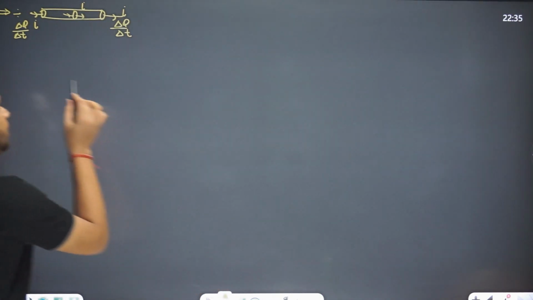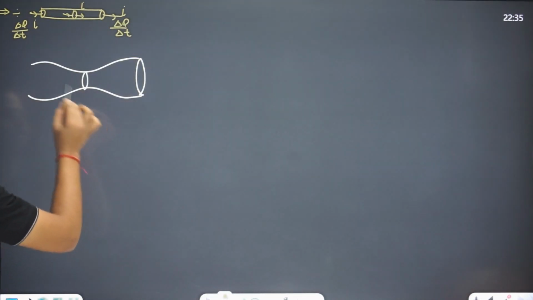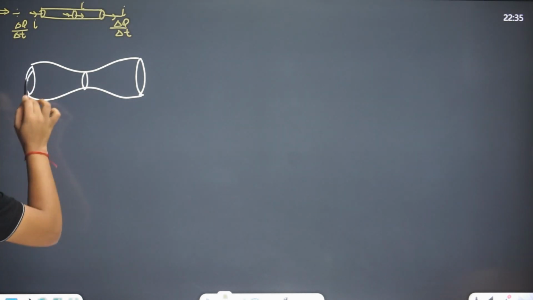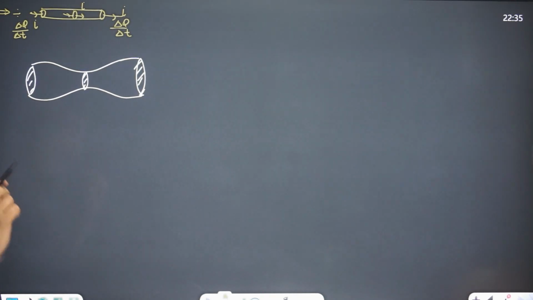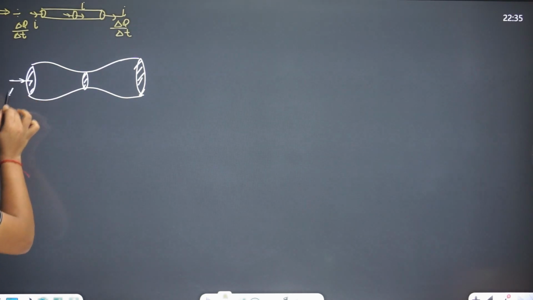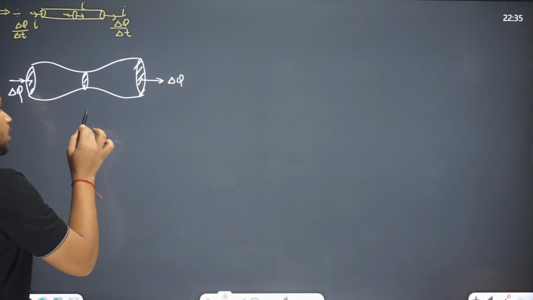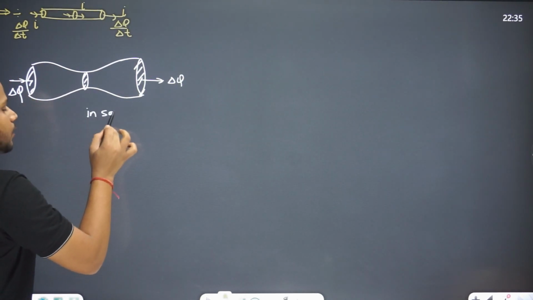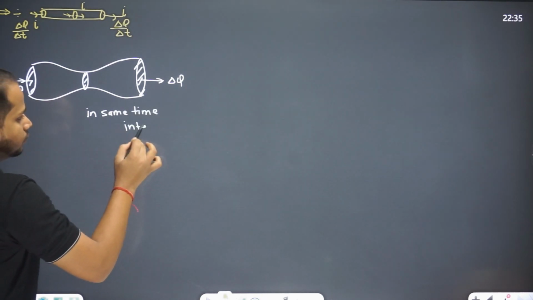Now let's change the shape of this conductor. When we change the shape of the conductor, what will happen? Like you can see, this is the shape of the conductor. Will the current for each and every cross-section be different or the same? That will be the same. Why? If delta q enters over here, then delta q comes out in the same time interval, right?